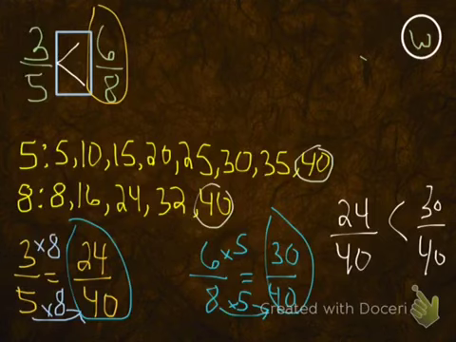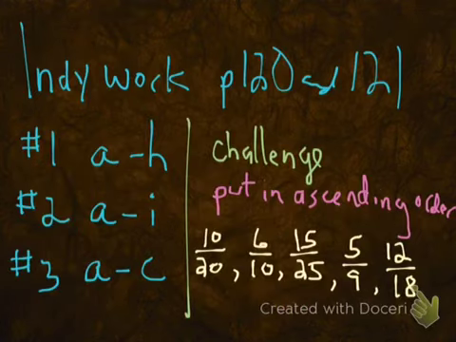Okay, any questions, certainly see me, but I think we're ready for independent work in your textbooks, page 120 and 121. And you can pause the video, you can write this down as far as a reference, and then use your textbook page to do number 1, 2, and 3. And you can see it all right there, 1A through H, 2A through I, 3A through C. And if you finish earlier than others, you can try that challenge question.